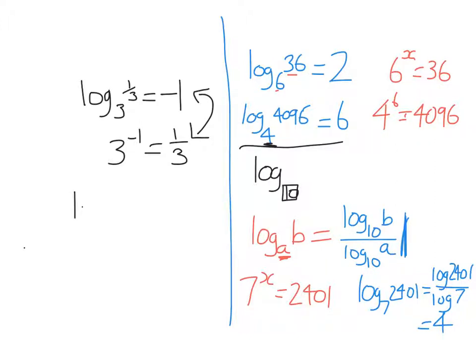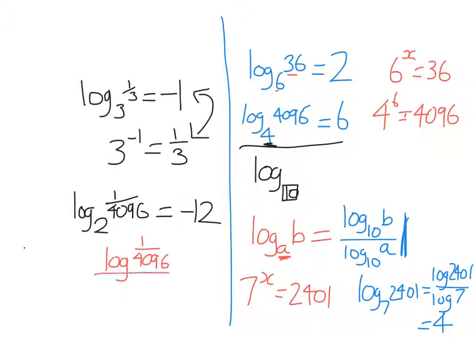If I have something like log 2 of 1 over 4096, I'm saying, to what power do I raise 2 to get 1 over 4096? The answer to that is -12, because 2 to the power of -12 is 1 over 4096. So again, if I wanted to put that in my calculator, and I'm not allowed to put in base 2 in my calculator, I would just write log 1 over 4096 divided by log 2, and my calculator gives me the right answer there.